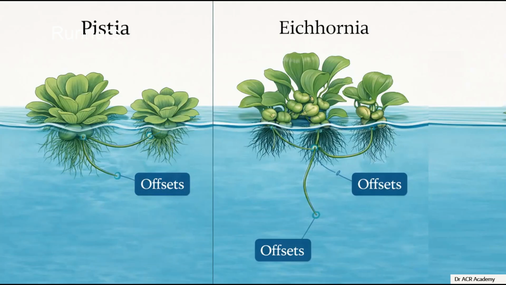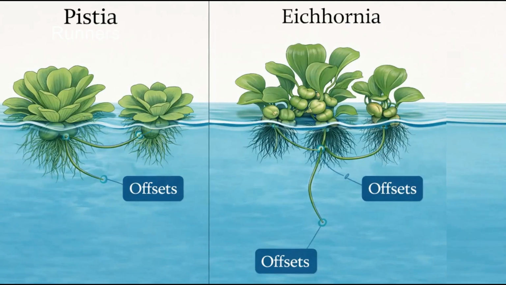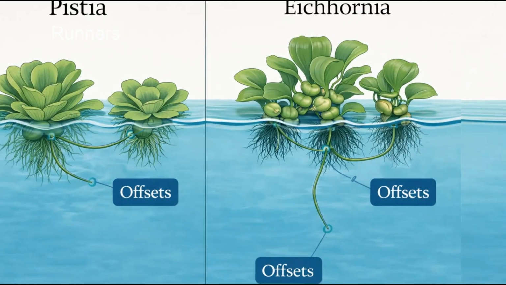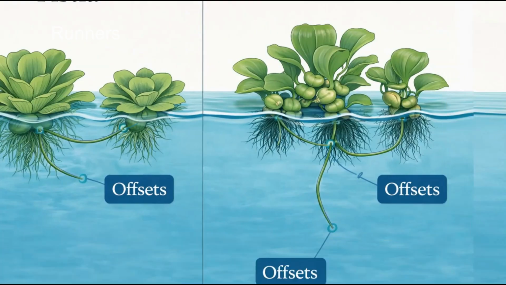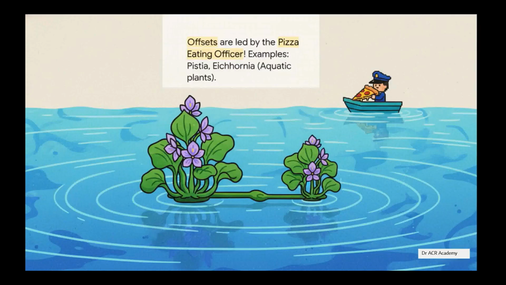This locomotion strategy also translates to aquatic environments. In water, plants utilize offsets, short, thickened, horizontal stems that propagate across the surface. Aquatic plants like Pistia and the water hyacinth reproduce through this method. Just remember the pizza-eating officer, PI for Pistia and EI for Eichhornia. The officer is for offset. These are your aquatic plants. An offset is just a short, thick runner that connects the parent and the new baby plant on the water surface.